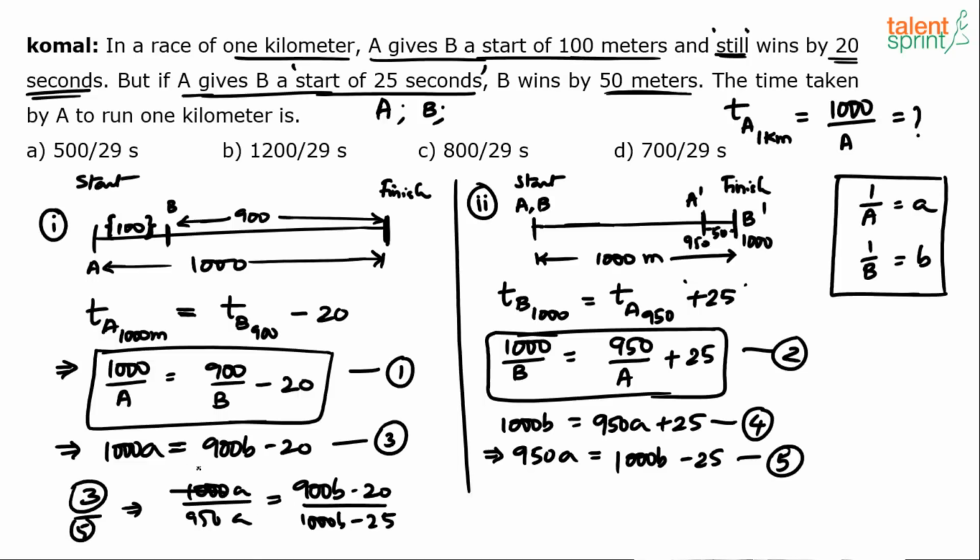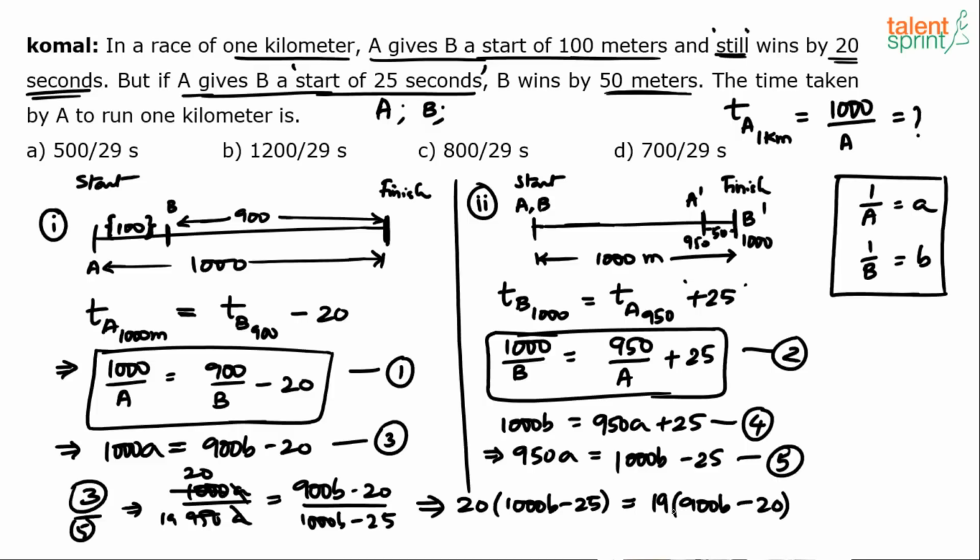So this is like 50 into 20, and this is 50 into 19. A and A get cancelled. Now cross multiply. So what do we get? 20 into 1000B minus 25 equals 19 into 900B minus 20.